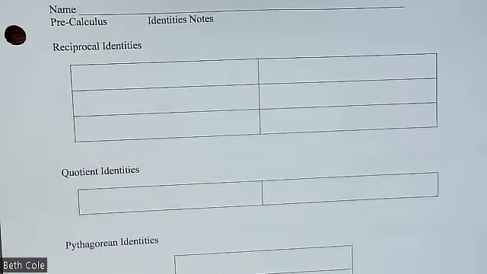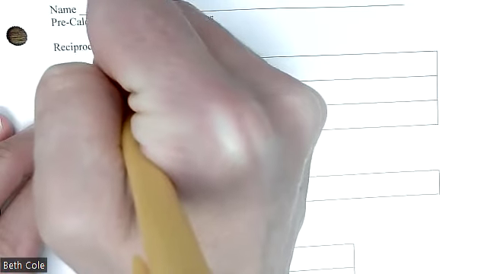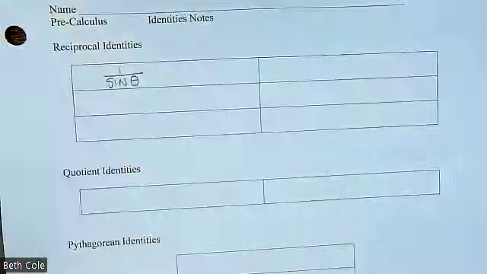So we're going to start with the reciprocal identities, and I have these written in a very specific manner. So write them in the exact same place as me. Don't mix and match, and I'm going to explain why. So the first one, reciprocal means you've flipped something. So you're going to have fractions here. So the first one is 1 over sine of theta.